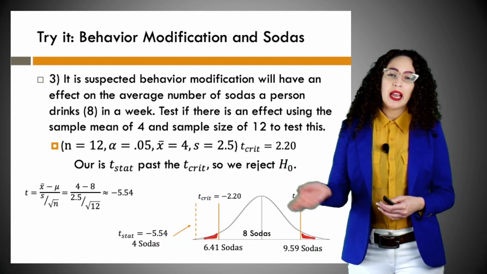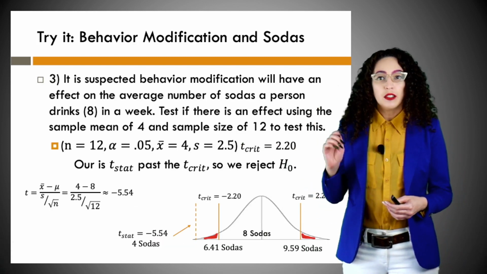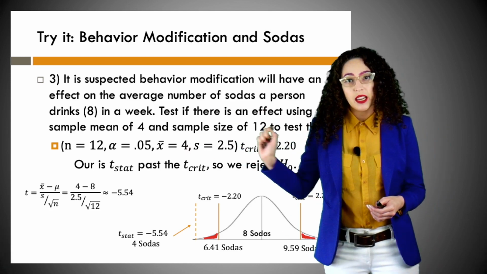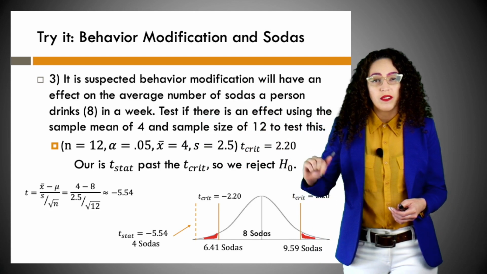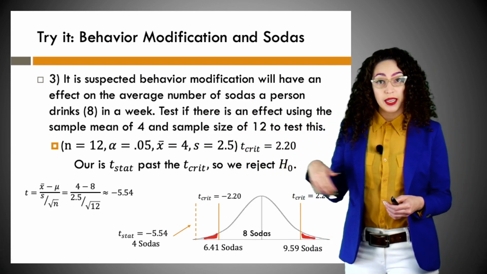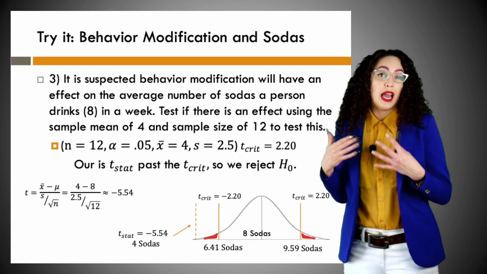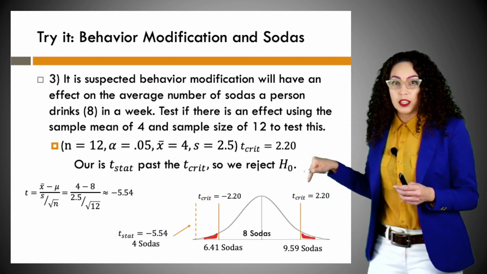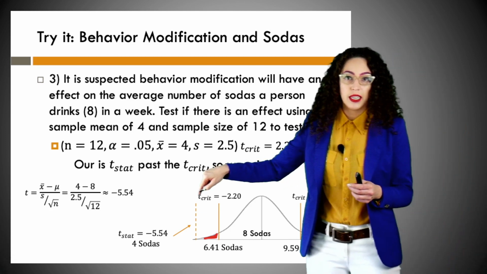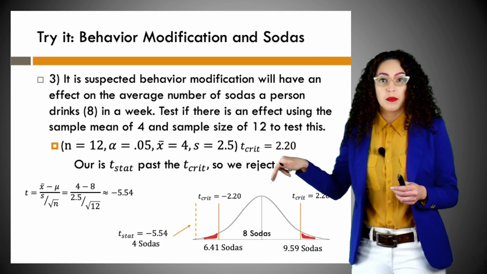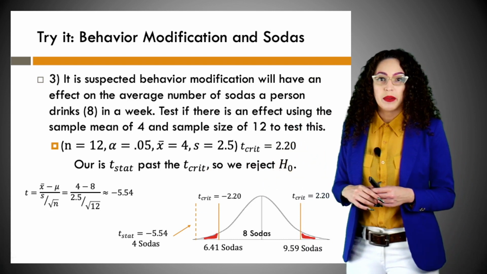Number 3, behavior modification in sodas again. You go out and get a sample of 12 people and you get a sample mean of 4 with a standard deviation of 2.5. Go and test. In this example, we have 2 tails. Remember, because we're just saying doesn't have an effect. We don't know if it'll increase or decrease. So we have our 2.20 here and our negative 2.20 here, with our 8 sodas right in the middle. Or remember, the t-value would be 0 for the mean.